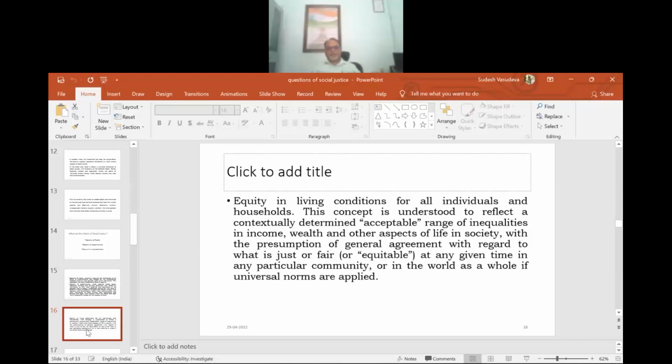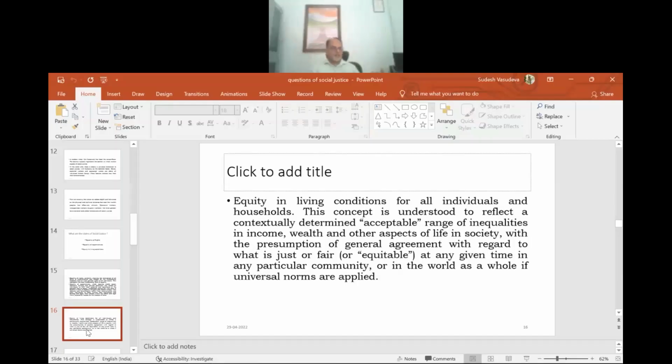income, wealth, and other aspects of life in society, with the presumption of general agreement with regard to what is just or fair or equitable at any point of time, or in any particular community, or in the whole world, as a whole of universal norms are applied on this. So equity in living means that the living conditions are such that each, according to his income or wealth, has an acceptable living condition.